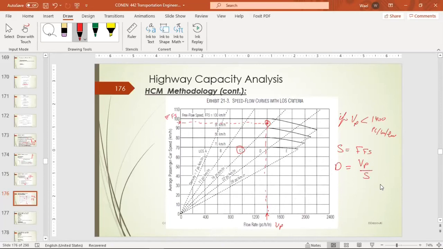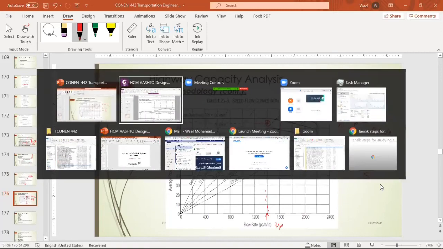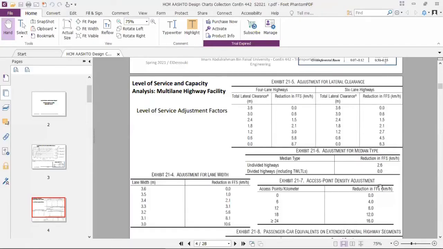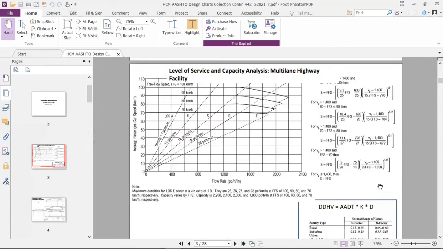However, if the volume is greater than 1400, we enter this area, which is nonlinear. At this point, we have to adjust to get the speed. How can we do that? Here are the equations for this. For volume greater than 1400, we substitute in this to get the adjusted speed, okay? Any questions?